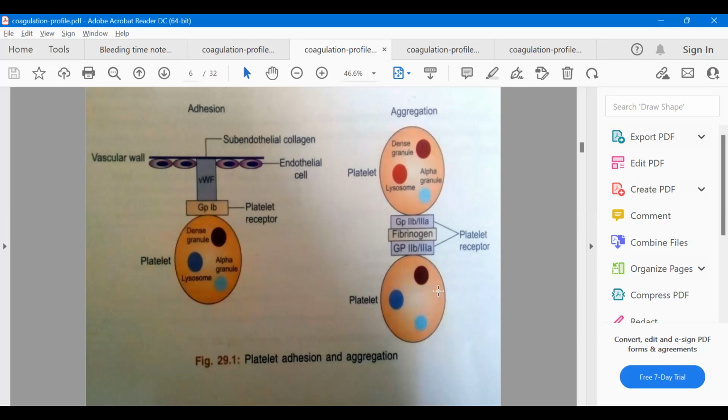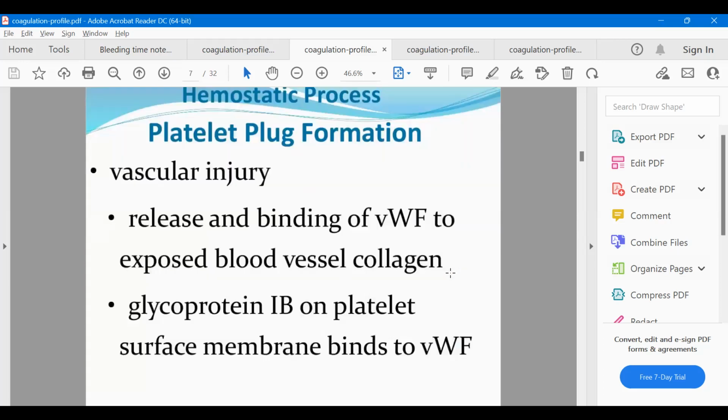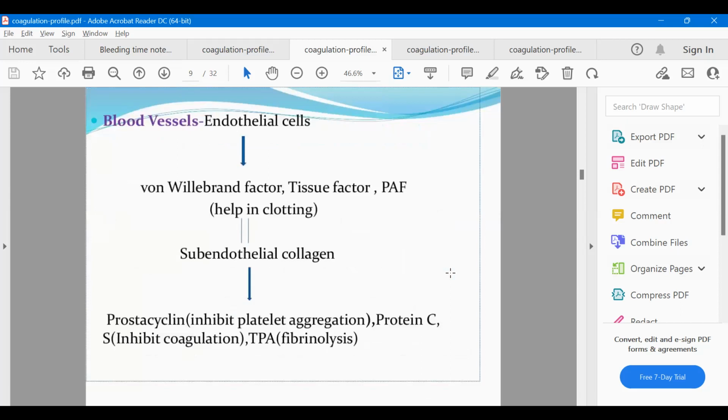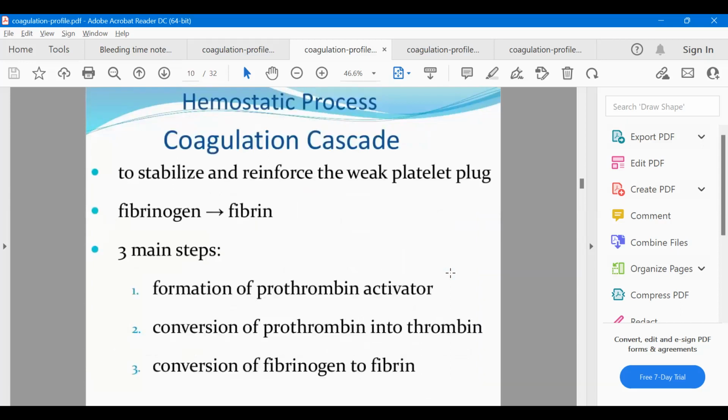After aggregation, the platelets will get activated. Activated platelets will start converting fibrinogen to fibrin. So platelet plug formation happens. After platelet plug formation, we got all these things. I'm just going forward.